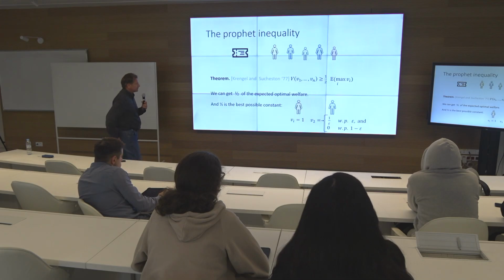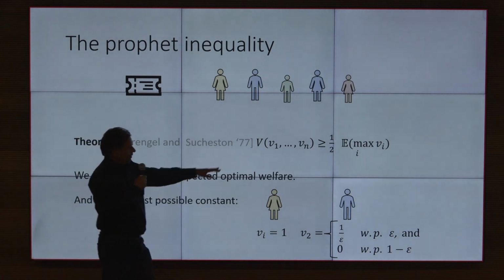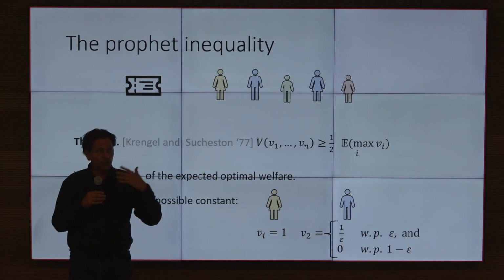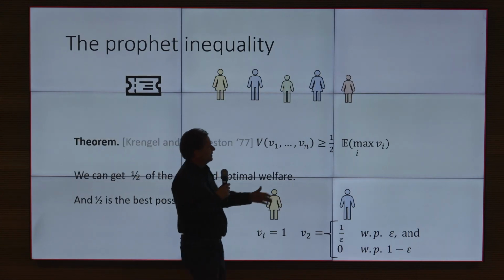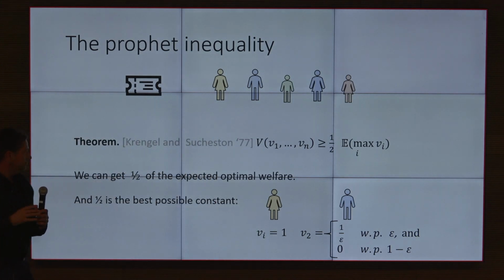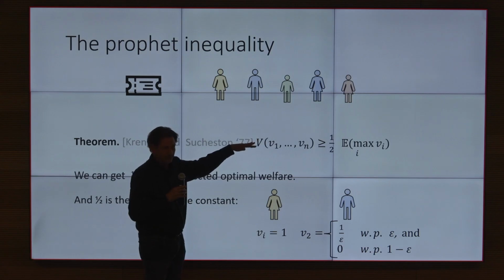So the classic result here from Krengel and Sucheston is that the value we can get by the optimal online algorithm is at least 1/2 of the expectation of the maximum. This result is known as the prophet inequality.